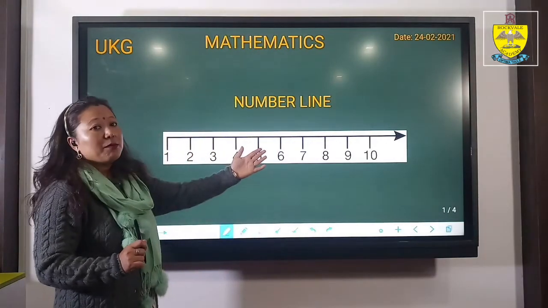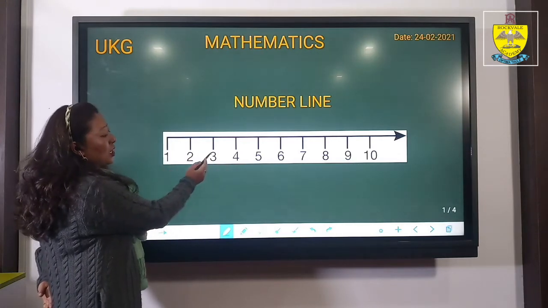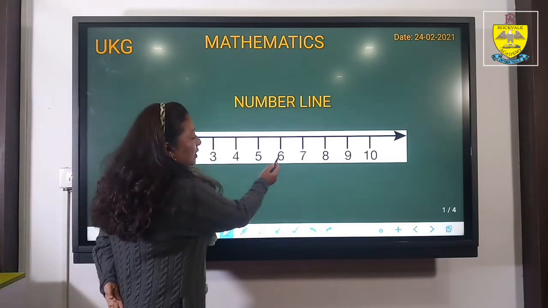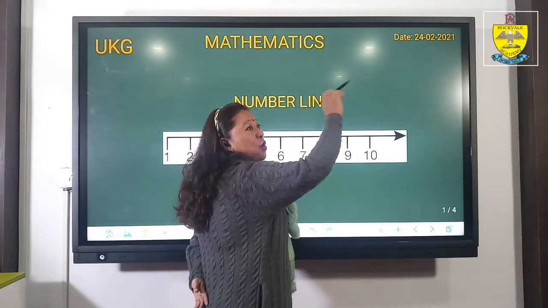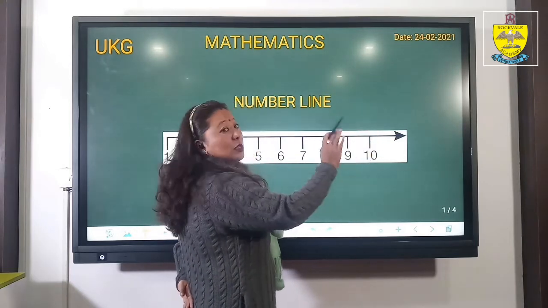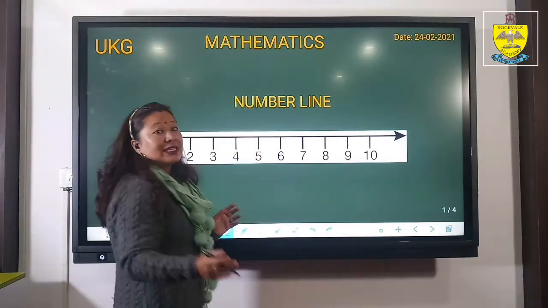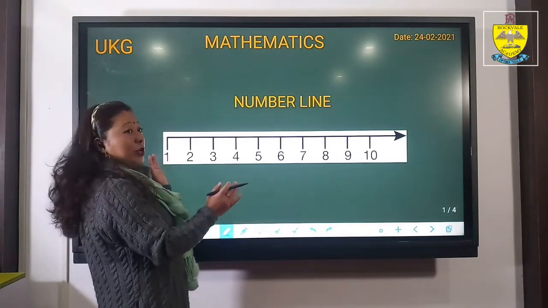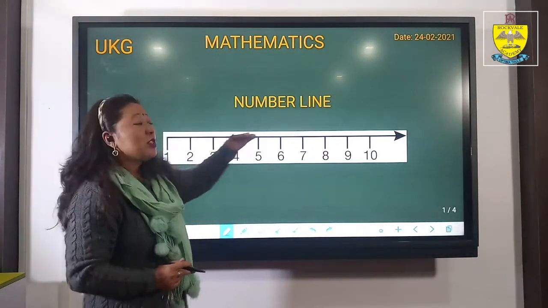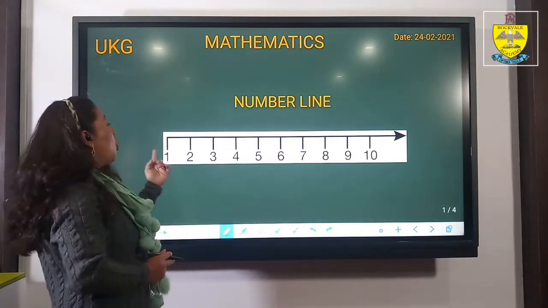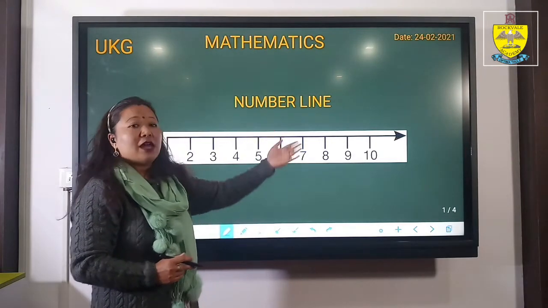This is the number line. We start from 1, 2, 3, 4, 5, 6, 7, 8, 9, 10, and it goes on and on. But we are only dealing with numbers from 1 to 10. That is why I have numbers from 1 to 10. So I counted in this way. This is forward counting. 1, 2, 3, 4, 5, 6, 7, 8, 9, 10.